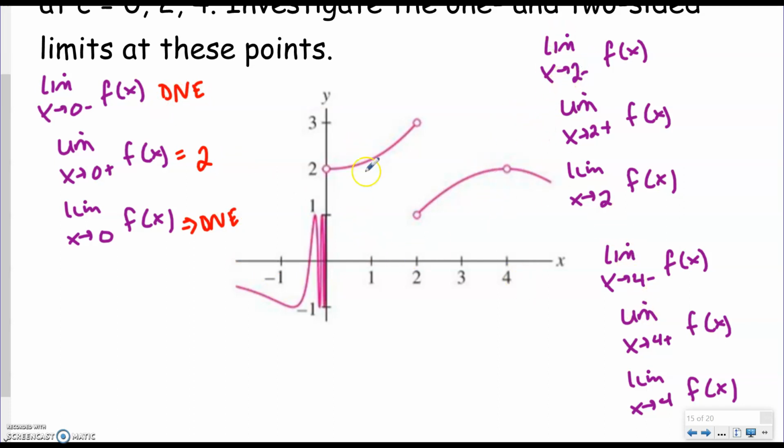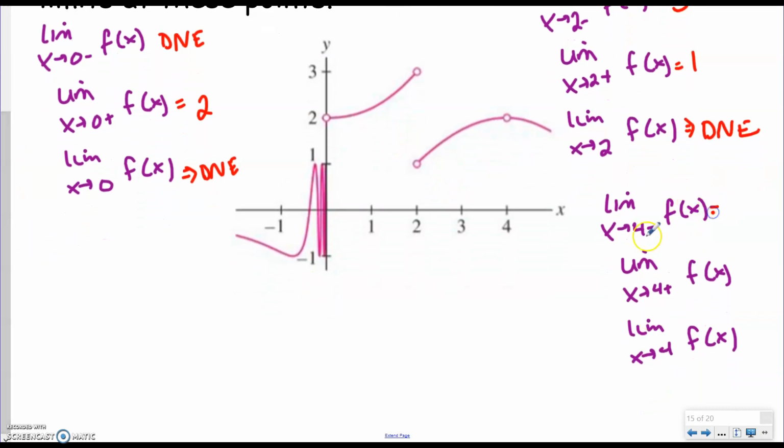Next one, as we approach 2 from the left side, we are getting closer and closer to 3. As we approach 2 from the right side, we are getting closer and closer to 1. So I'm looking at this value here and this value here. From the left side, we're going that way. From the right side, we're going that way. Doesn't matter if they're defined there, just if they're approaching it. Now, since those two exist, but they are not equal, this two-sided limit does not exist.